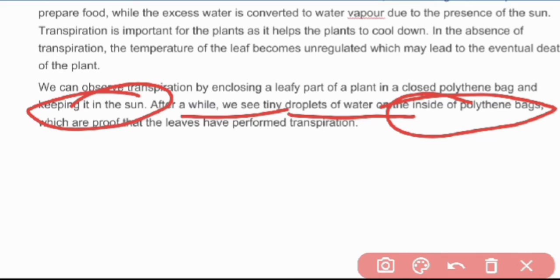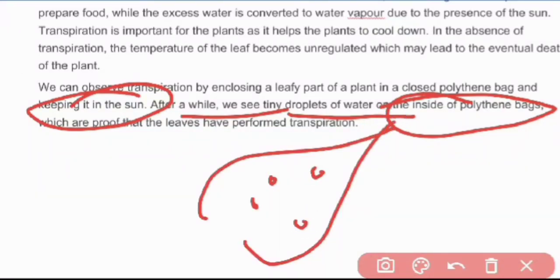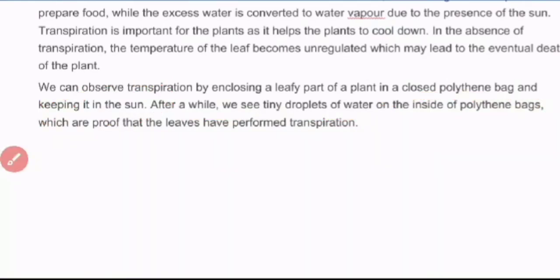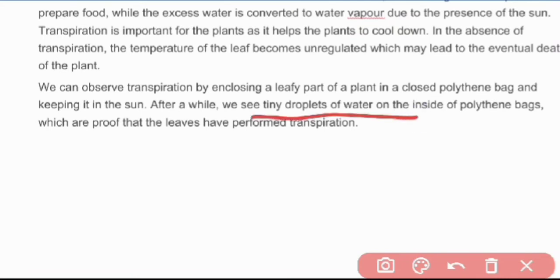So why did it happen? This happened because the water has evaporated from the leaves. Leaves have tiny pores. Those are called stomata. These stomata are responsible for the exchange of gases in the leaves. Exchange of gases happens through stomata, and they are also helpful for the process of transpiration. And these tiny droplets of water prove that leaves are performing the process of transpiration.